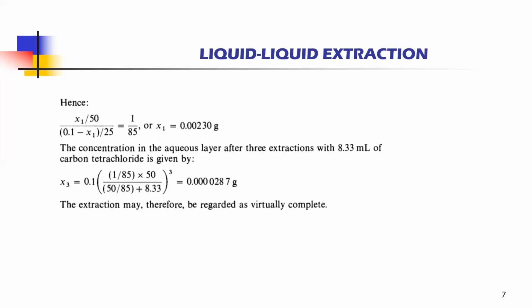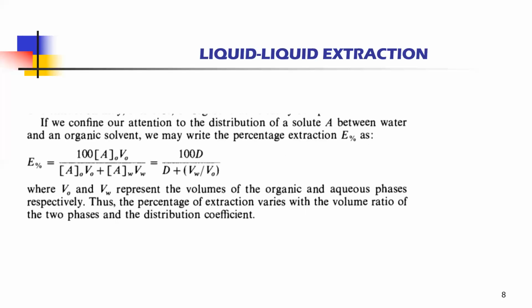All right. So I hope you understood how we applied the equation for finding out the amount left over in the solution. Now we come to the next term. If we confine our attention to the distribution of solute A between water and organic solvent, we may write the percentage extraction E% as E% is equal to 100 into A0 upon V0, where O indicates the organic layer and W indicates the aqueous layer. Then we can write it as 100D upon D plus VW upon V0.